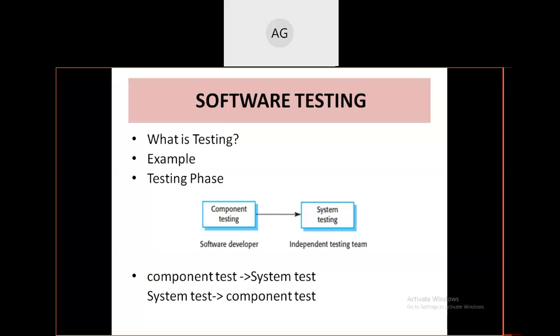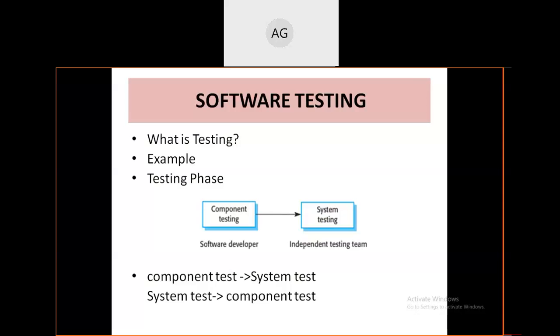And next is the testing phases. Here we are using two phases. The first one is the software developer as well as independent testing, that is, component testing as well as system testing. In software testing there are two fundamental activities: component testing and system testing. We have separate parts for the testing. One is the component testing part, and the other is the system testing part.